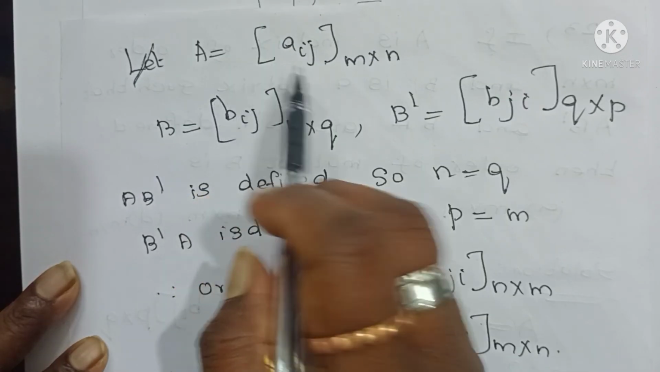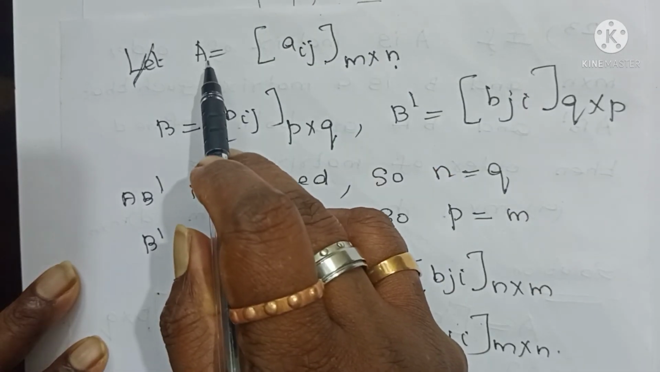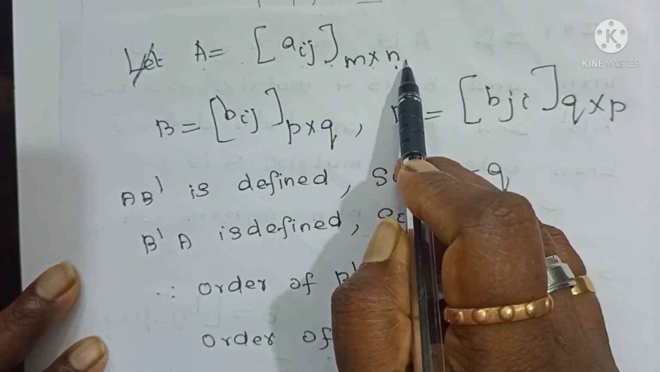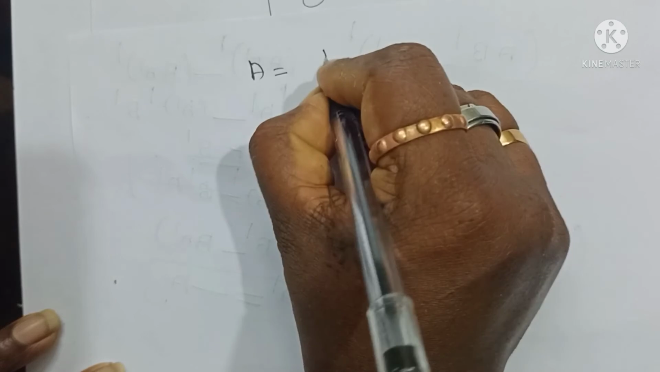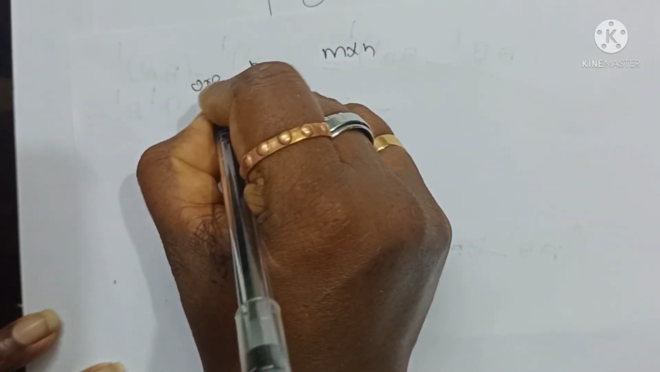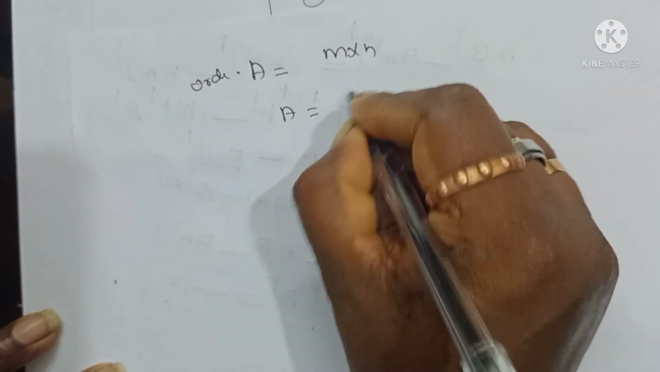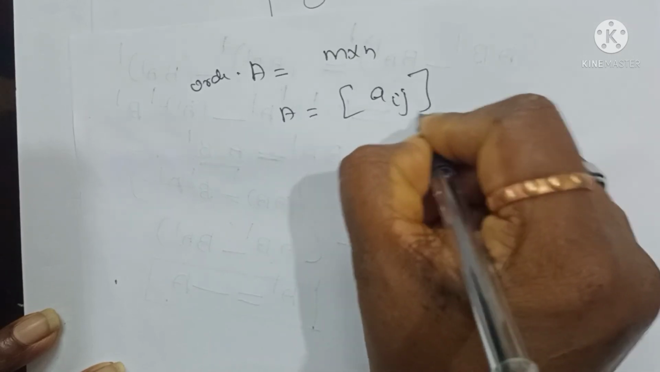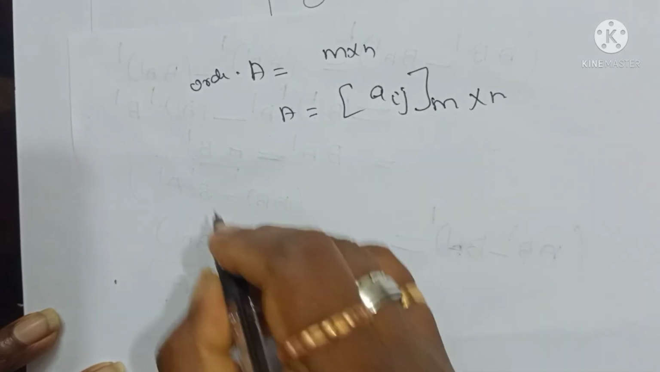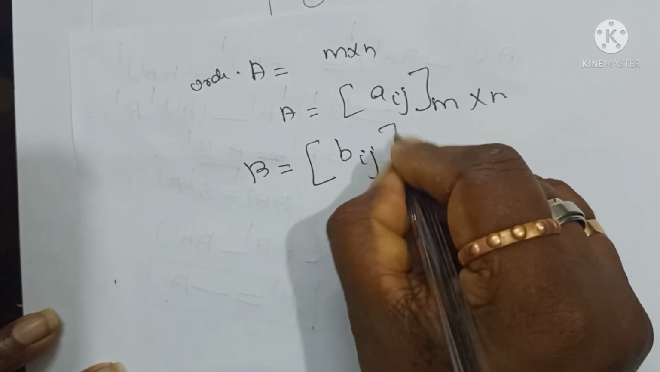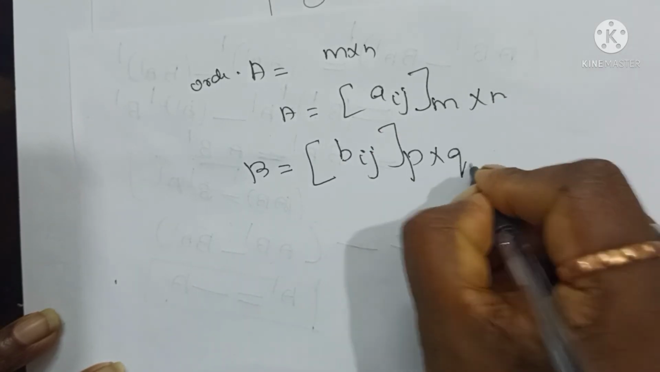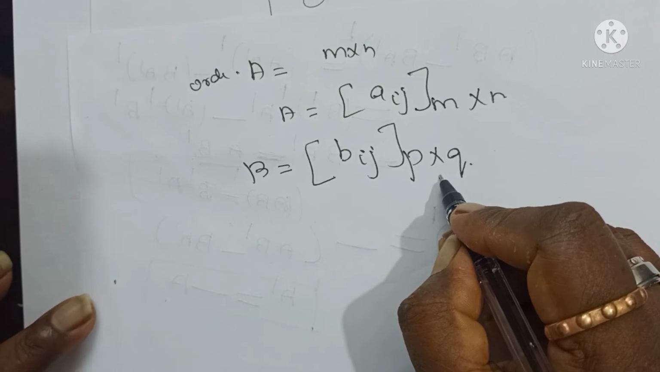Order of matrix A is m by n, correct? So A is equal to [aij] m by n. Let B be equal to [bij], and let the order of B be p by q.